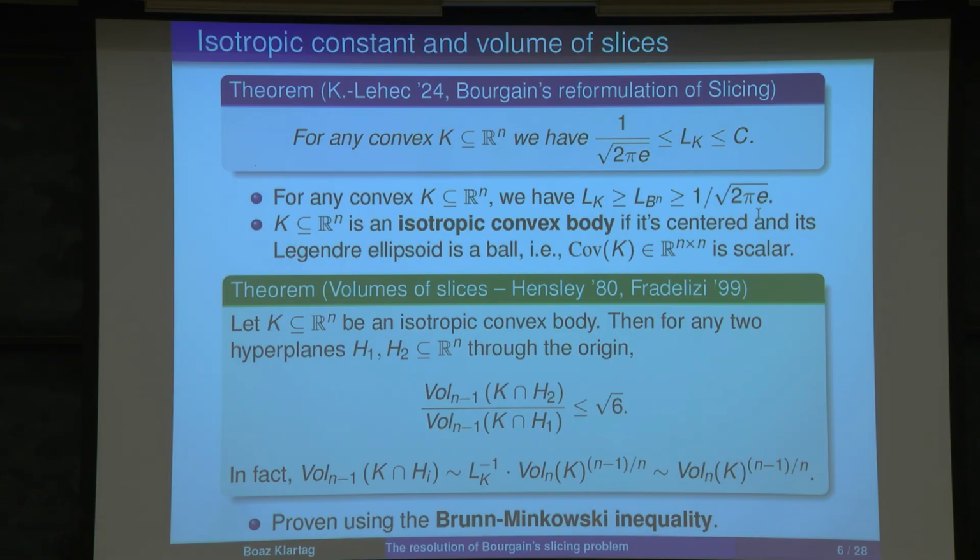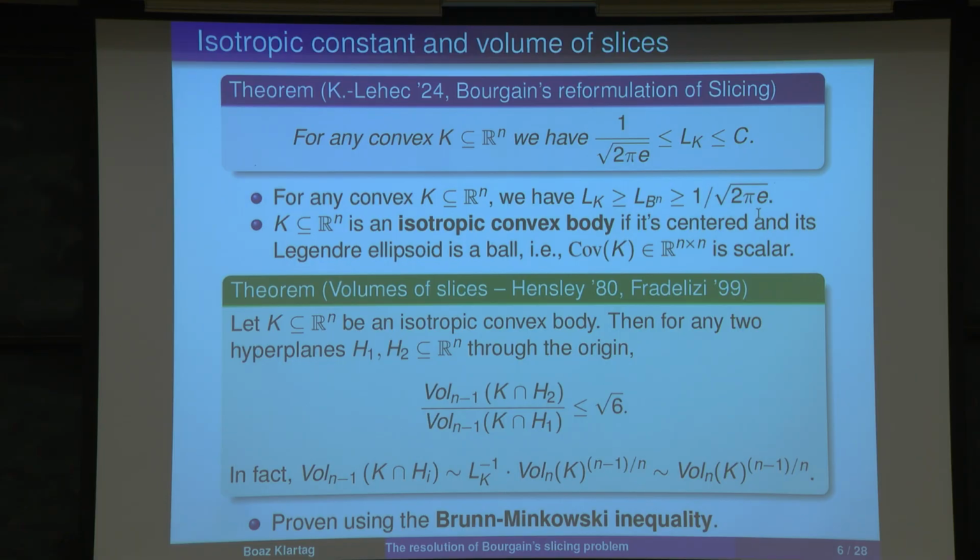Okay. Since we work with covariance, and I'll explain in a second why it's related to slicing, since we work with covariance and with the Legendre ellipsoid of inertia, it makes sense to normalize the convex set and to require, for example, that its Legendre ellipsoid is a Euclidean ball. Or equivalently, it makes sense to require that the covariance matrix of K is a scalar matrix. Okay?